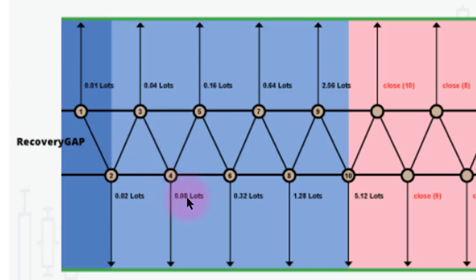As you go down, you have to open a bigger lot size as you're going down. And you can see how the lot size is basically double. It's 1, 2, 4, 8, 16, 32. But in the end, sooner or later, the price is going to get to an area where you can recover all your losses and you are in a position to make your next trade. That's the crux of the zone recovery algorithm. There are variations on this, but if you understand this process, that's exactly what it does.